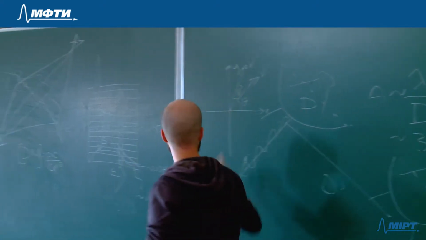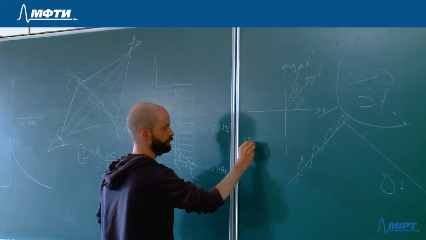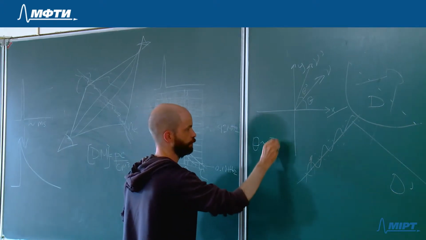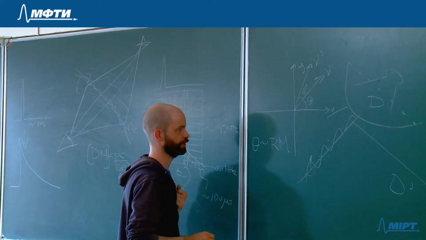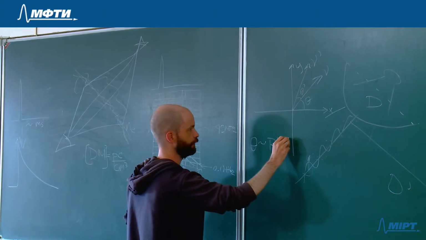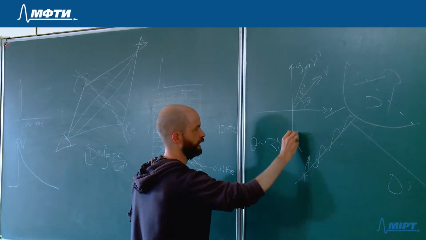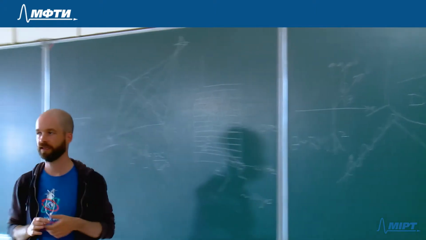So this angle is changing with frequency in a way that is proportional to the rotation measure. This is similar to what we have with dispersion measure as well. And it also goes quadratically with the observing frequency, or equivalently the observing wavelength.